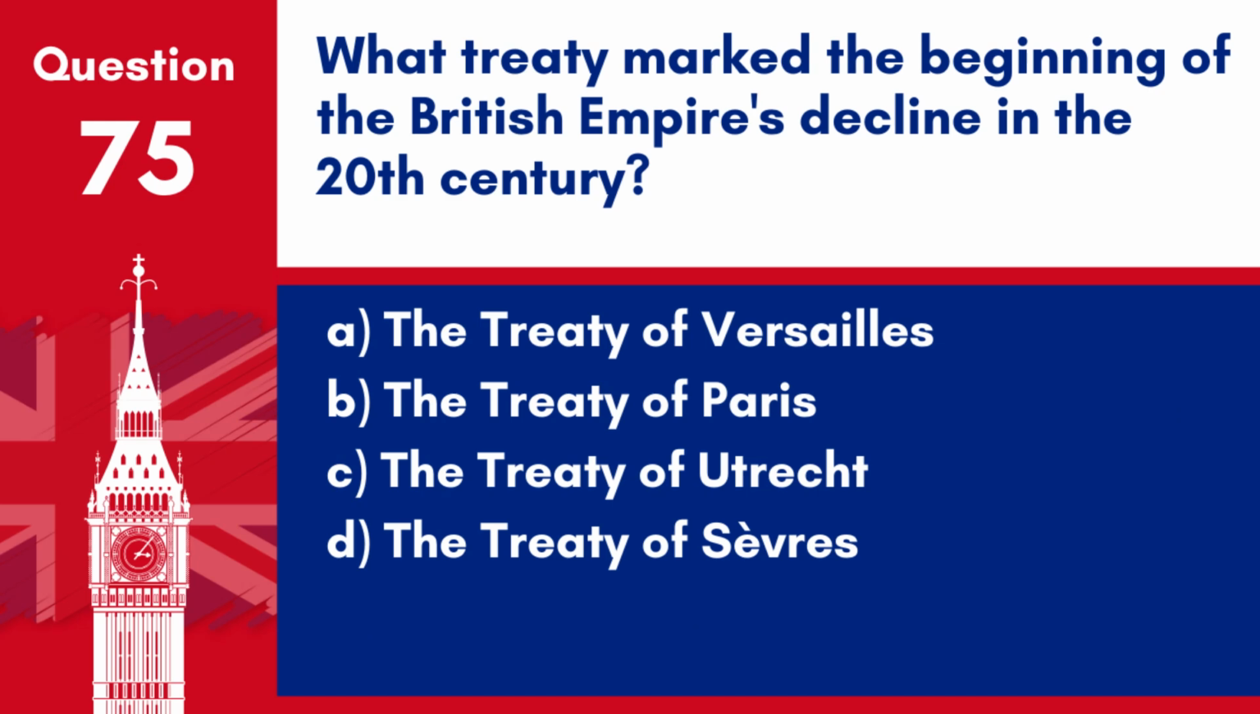What treaty marked the beginning of the British Empire's decline in the 20th century? A. The Treaty of Versailles. B. The Treaty of Paris. C. The Treaty of Utrecht. D. The Treaty of Sèvres. Answer: A. The Treaty of Versailles. The Treaty of Versailles, signed in 1919, is often considered a marker of the beginning of the British Empire's decline in the 20th century due to the geopolitical shifts and the financial burdens it imposed on Britain.